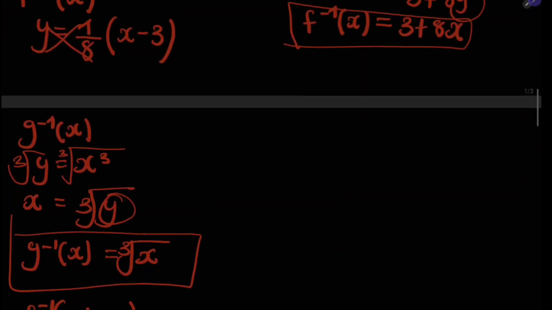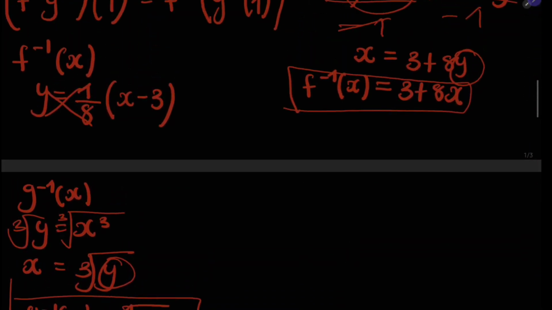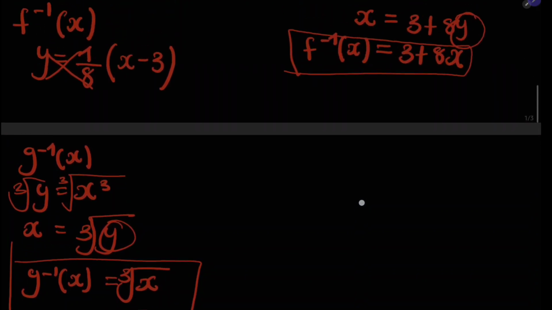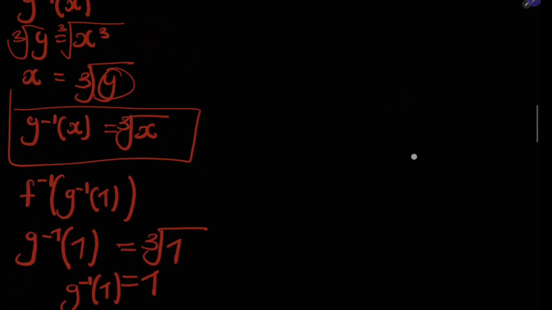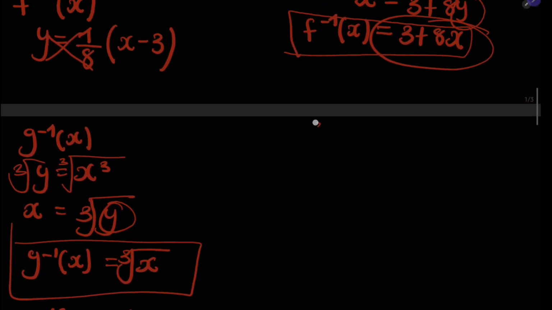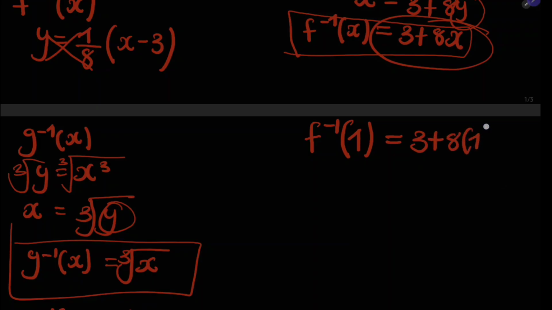Okay, so now we take the result and substitute it into our f inverse function. So what was our f inverse? Our f inverse is 3 plus 8x. So we take 1 and substitute it. So we have f inverse of 1 is equal to 3 plus 8 into 1. Now we have 3 plus 8, which is 11.